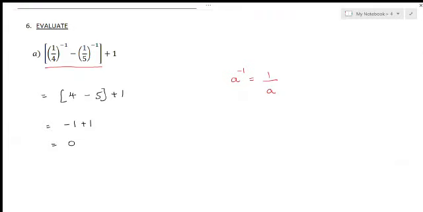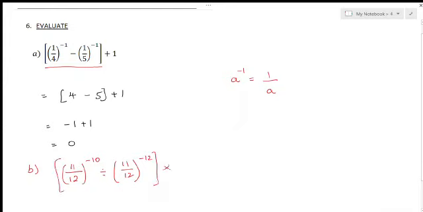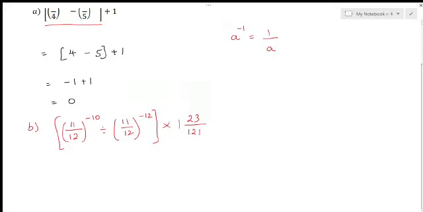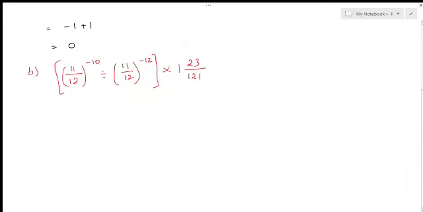Your next B sum. 11 by 12 whole power minus 10 divided by 11 by 12 whole power minus 12, into 123 divided by 121. Here you can observe that both the bases are same and it is in division. If the bases are same and it is in division, a power m divided by a power n is a power m minus n.